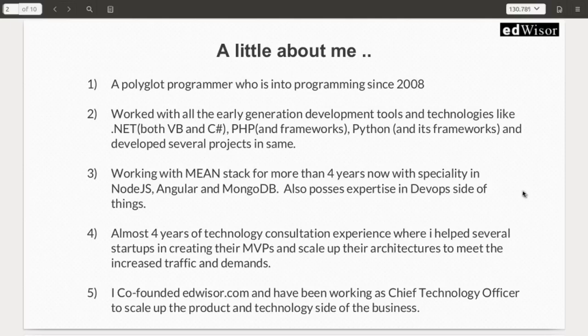Apart from this, I have more than 4 years of experience in technology consulting, where I've helped several companies in setting up their minimum viable products or scaling up their architectures, drawing up their architectural diagrams, giving them a consultation on what kind of technology they should go for, or how to meet the increased traffic and demand, how to set up their clusters, etc. And apart from that, obviously, I co-founded Advisor.com, and I've been working as a Chief Technology Officer to scale up the product and technology side of the business. So that's about me. Let's start with the topic of the day.